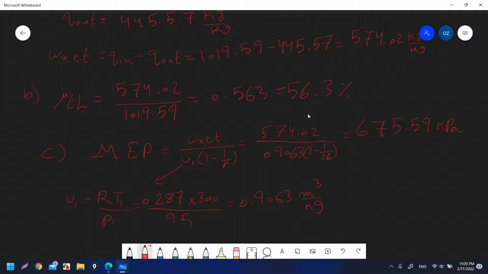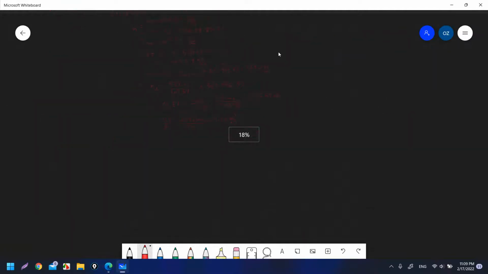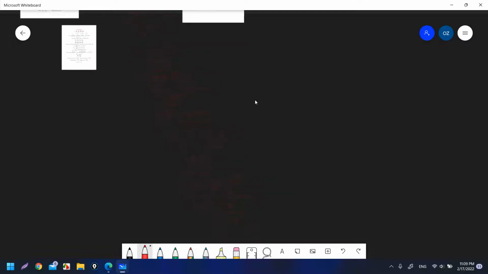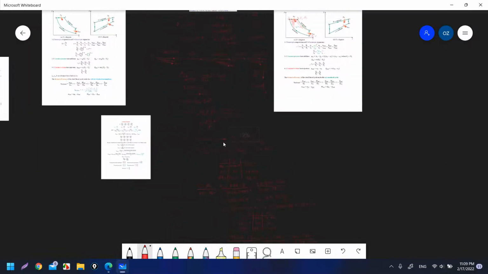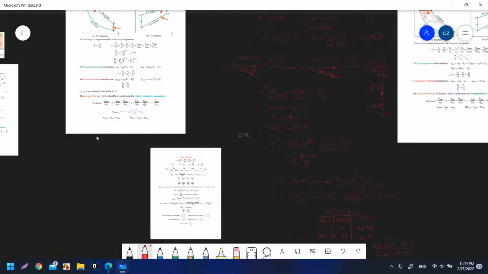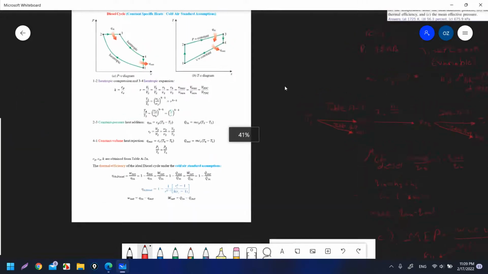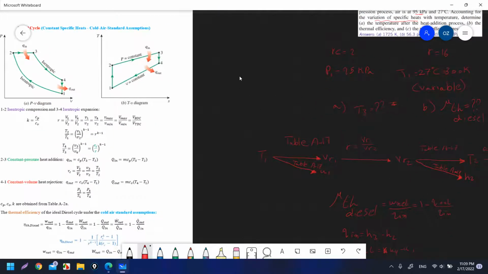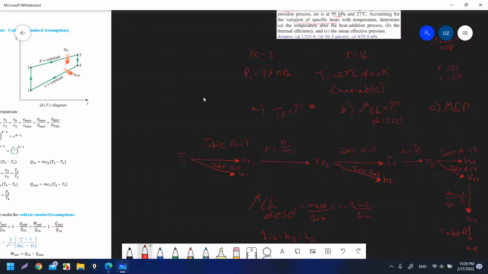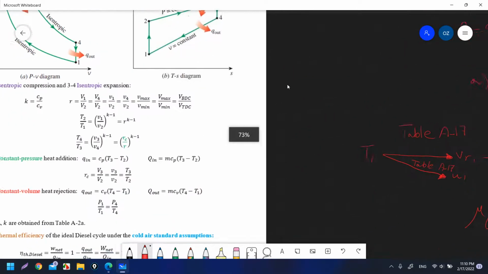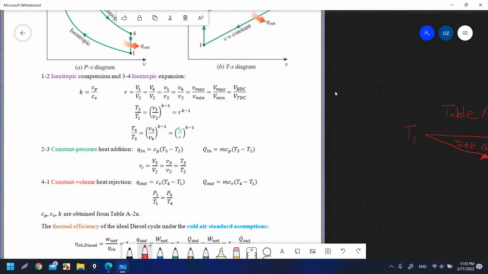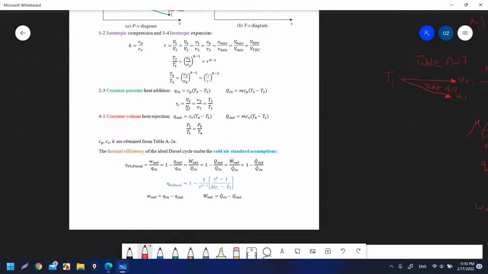So we finished the question using the variable specific heat. So what about the constant specific heat? Let's solve the question again, but using constant specific heat. I also want to find T3, thermal efficiency and the mean effective pressure. Here I can find T3 using which equation? I can use the same equation. I have RC, and then I can find T2 and then calculate T3.